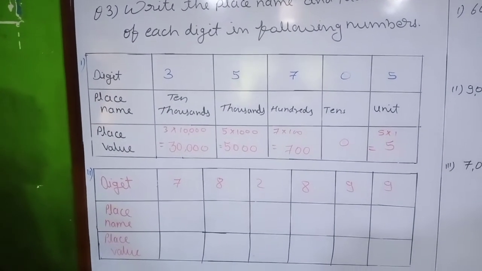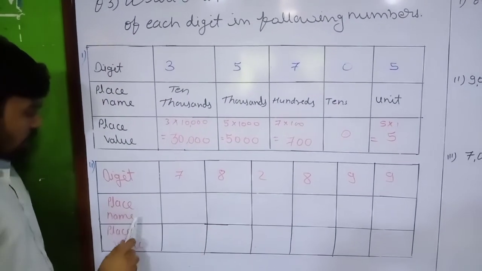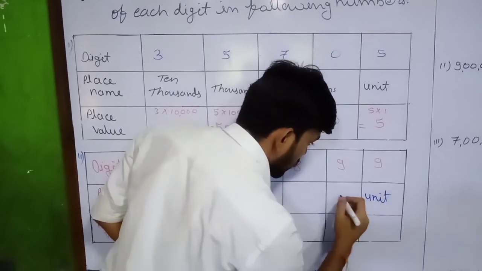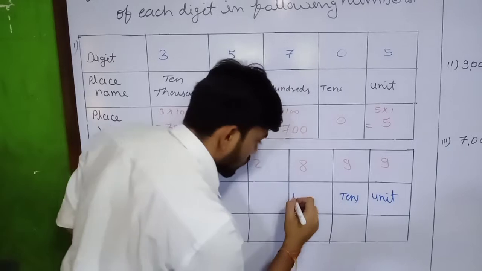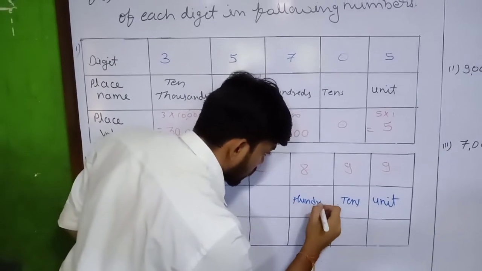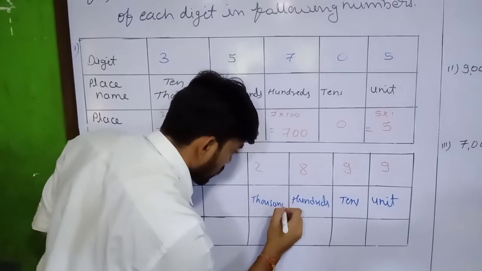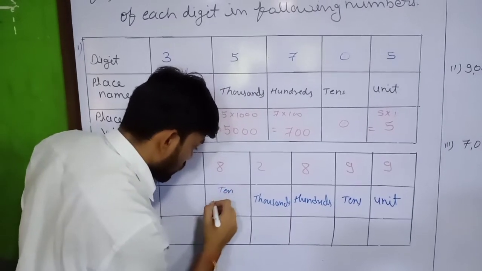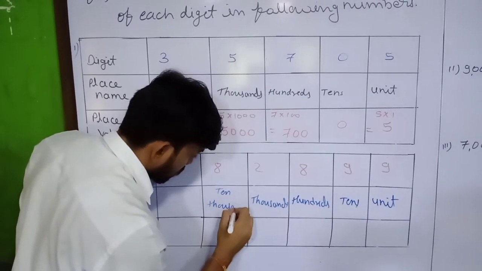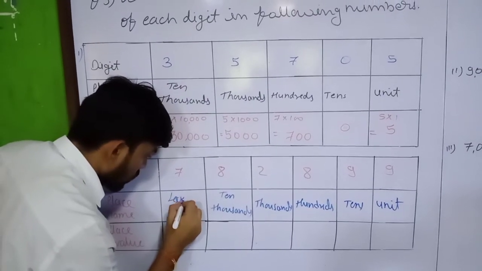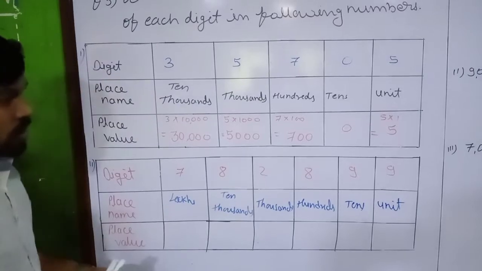Now in the second one we have the digits given, place name. Always start with the unit, unit, tens, hundreds, then thousands, 10,000 and lakhs.